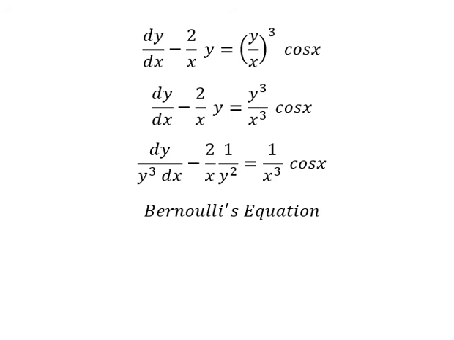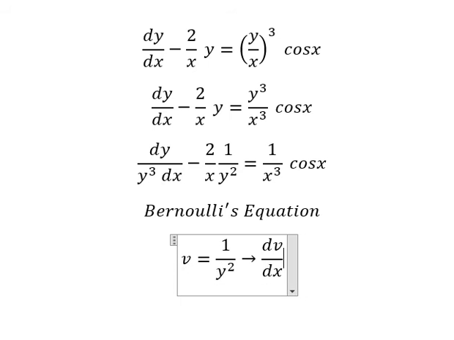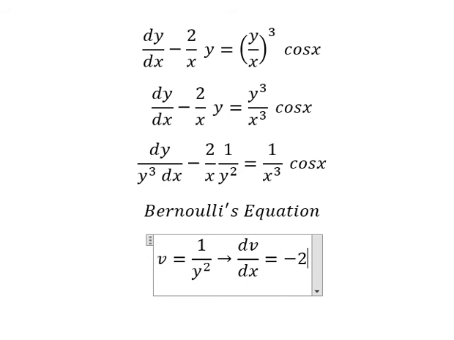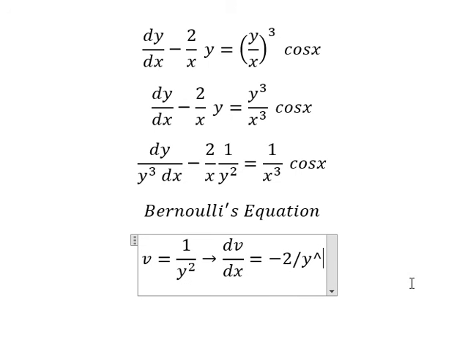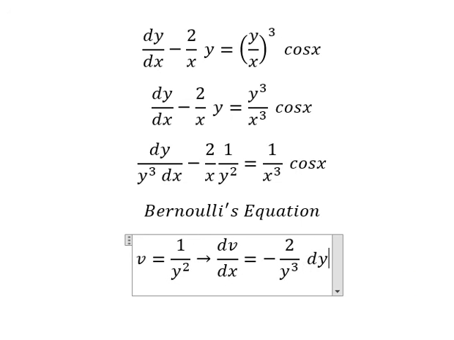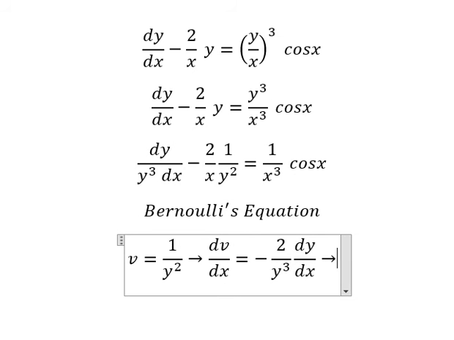So I will put v equals 1 over y squared. Later, we need to do first the derivative for both sides, and we have dv over dx equals negative 2 over y to the power of 3 dy over dx. Because we don't have negative 2 in here, we need to divide both sides by negative 2.